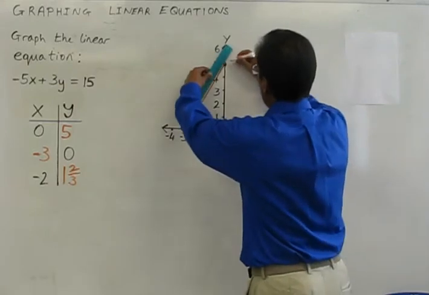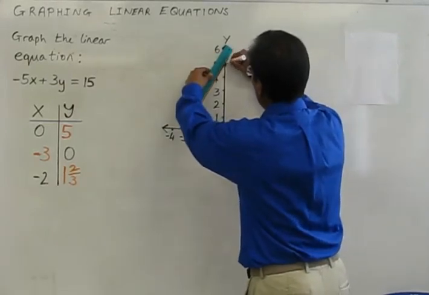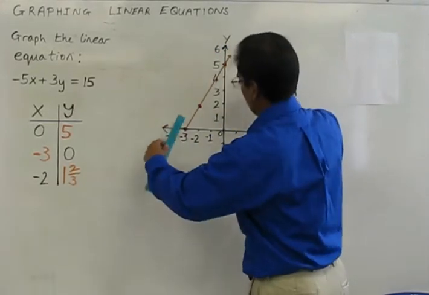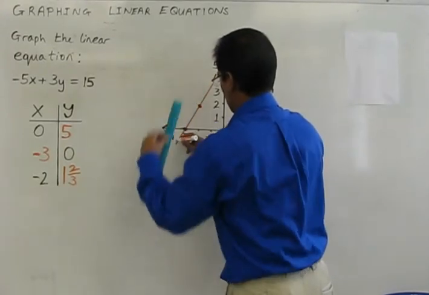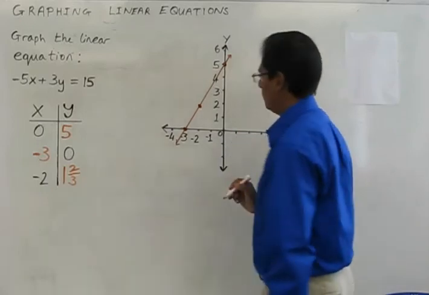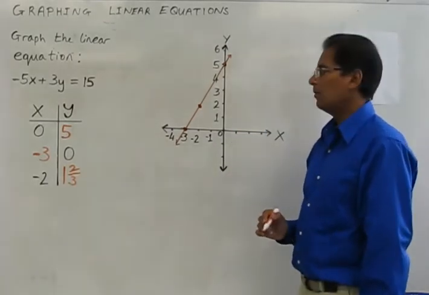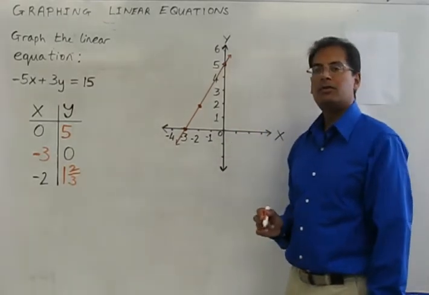And normally we would extend this line because that equation goes on infinitely in either direction. So that's what the arrows would mean. So here's a graph of the equation.